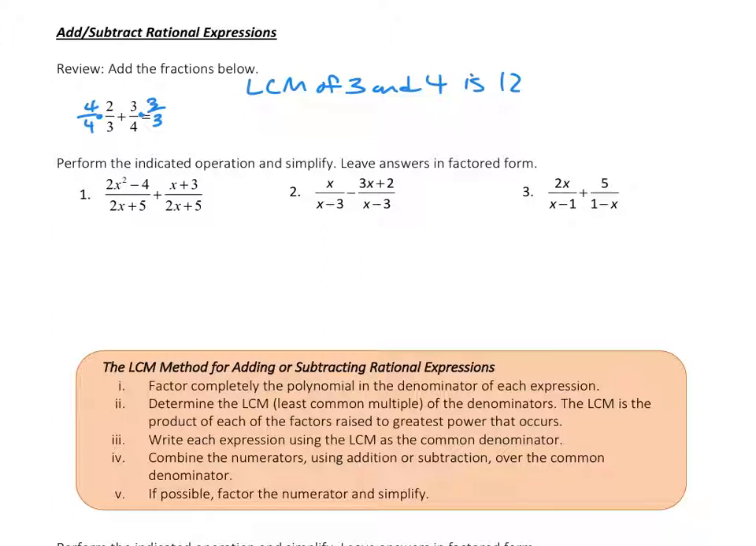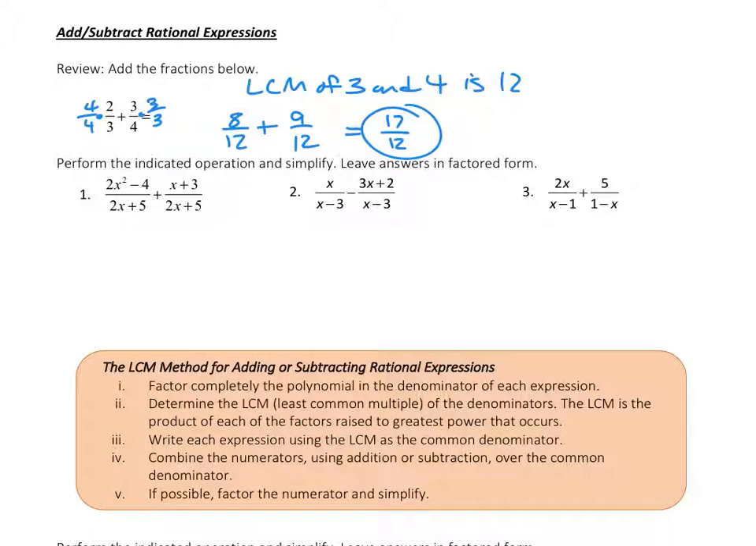So I end up with top times top, 8 over 12, bottom times bottom, plus 9 over 12. And now that my denominators match, I can add the tops together, and we get 17 over 12. And you can leave answers in improper fraction form. So we're going to do that same thing with expressions.